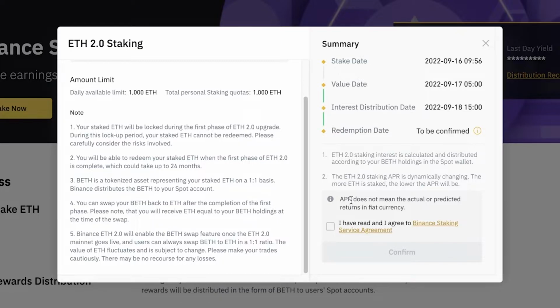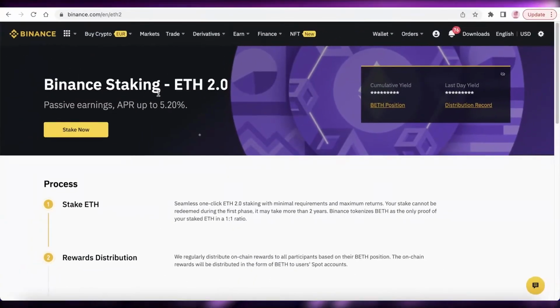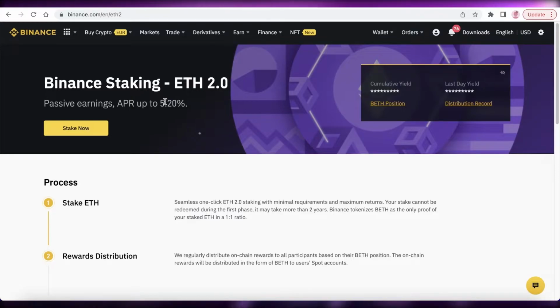So you can see that this is going to also give you a predicted APR. The predicted yield that you're getting is 5.20%, and you can see the cumulative yield and the yield last day over here for your specific staking amount.